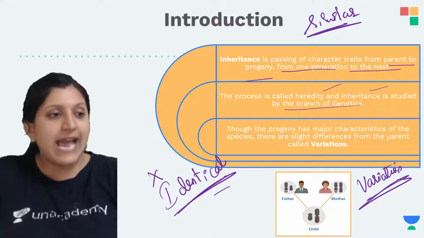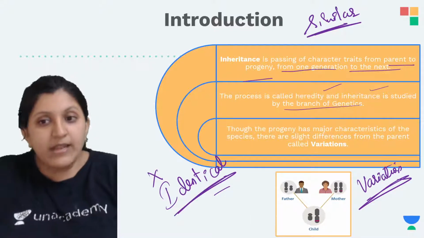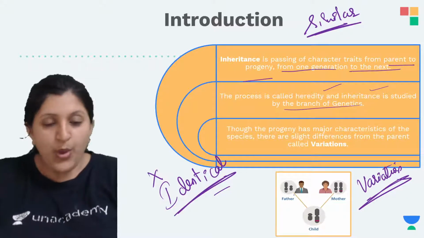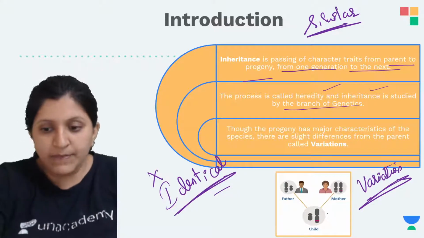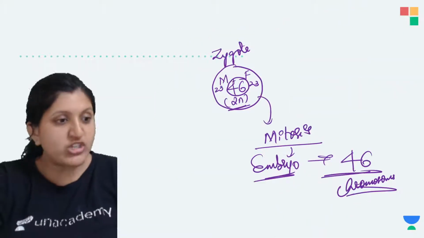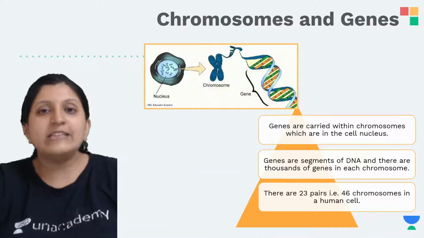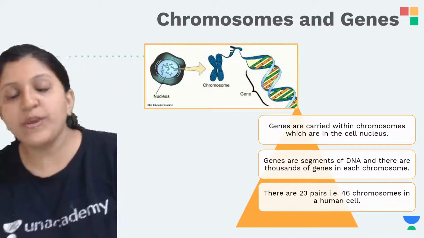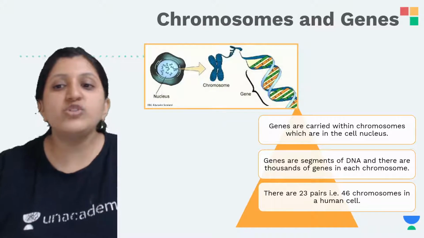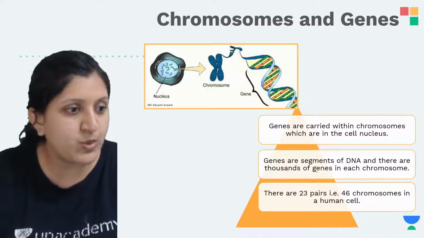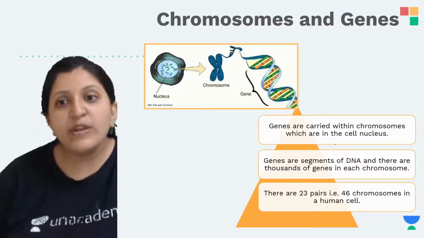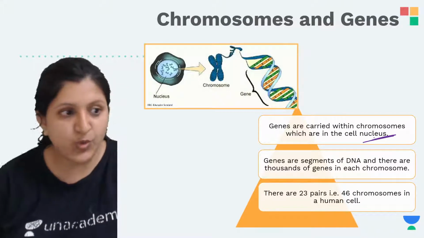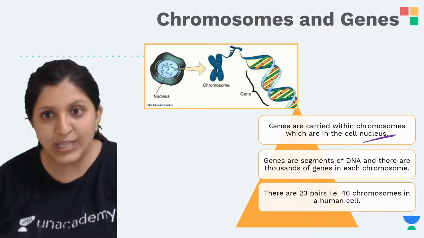So you are not exactly identical, but you are similar, and that slight difference we find, we call a variation. This is about the chromosomal pattern being affected, how exactly this is going to express. So let's see now the genes. When we mention genes, genes are carried within the chromosomes, which are in the cell nucleus itself.